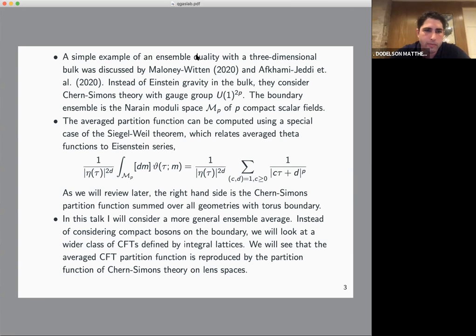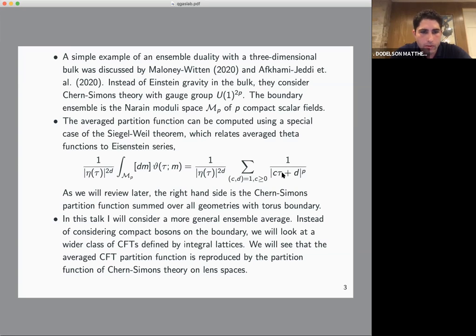And in this case, the average partition function can be computed using something called the Siegel theorem. And they needed a special case of this theorem, but I'll have to use the more general case. And this theorem relates averaged theta functions to Eisenstein series. So the theta function is something that counts properties of a lattice and is averaged over a moduli space, M_p. And that's equal to something called the Eisenstein series. So this is something that has singularities at all the rational points of the upper half plane on the real line.